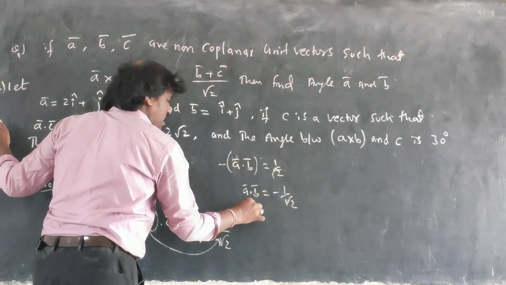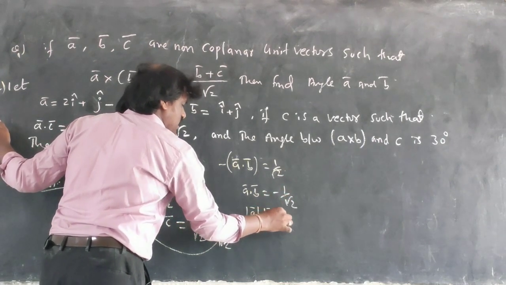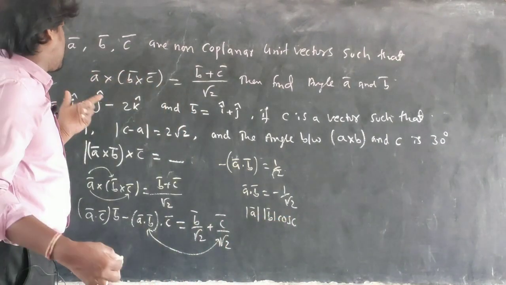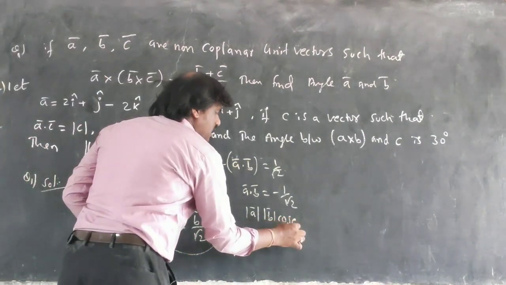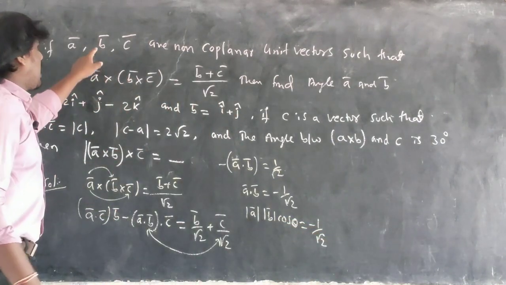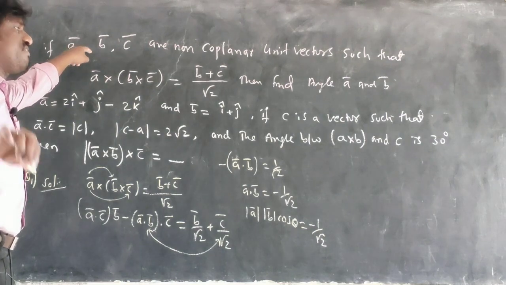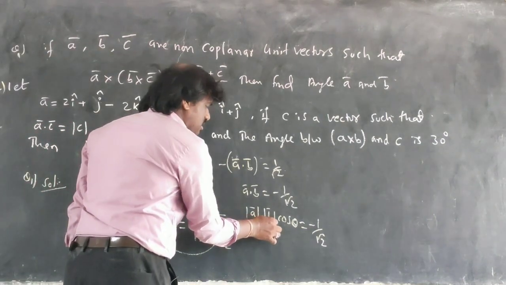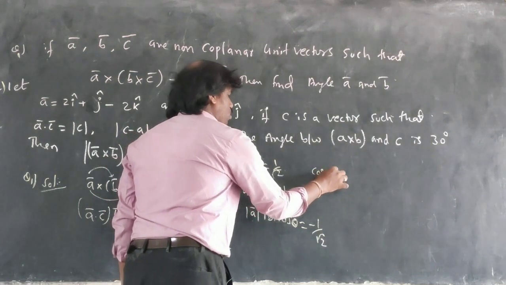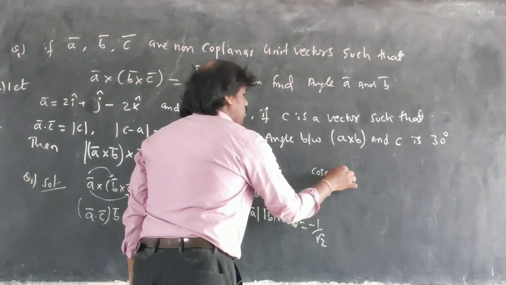That is mod A mod B cos theta. The angle between them was not mentioned, so you can take it as theta. And they said A, B, C are unit vectors, which means mod A is 1 and mod B is 1. So I get cos theta is equal to minus 1 by root 2.